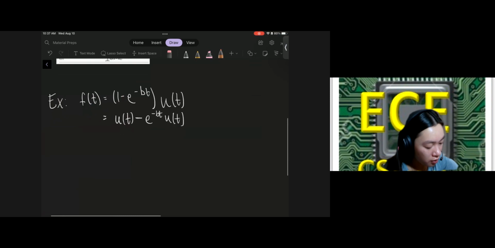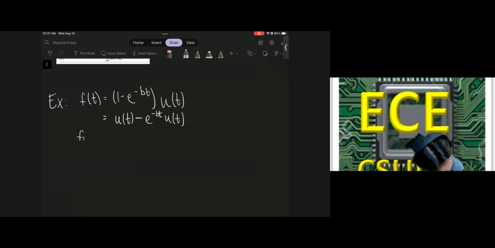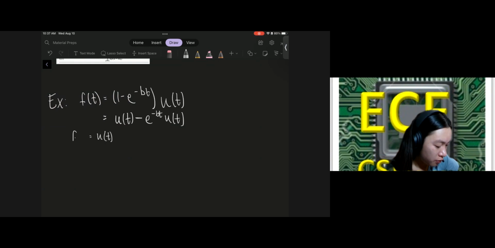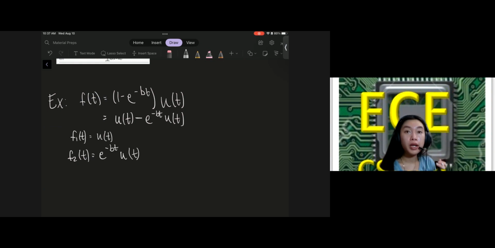I'm going to call f1 of t equals u of t, the first part, and f2 of t, the second part, e to the minus bt u of t. Now all we have to do is find the Fourier transform of each one of them.